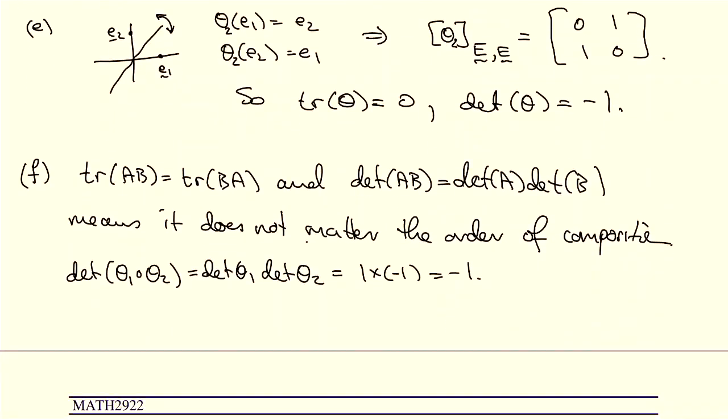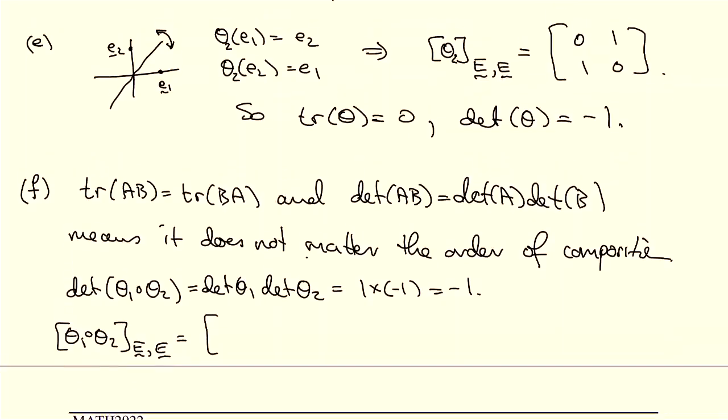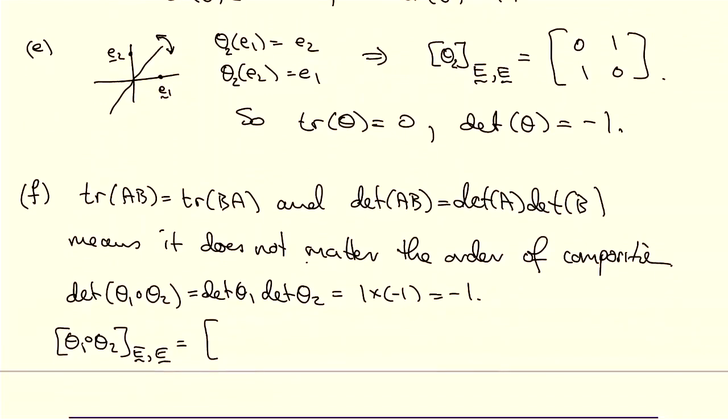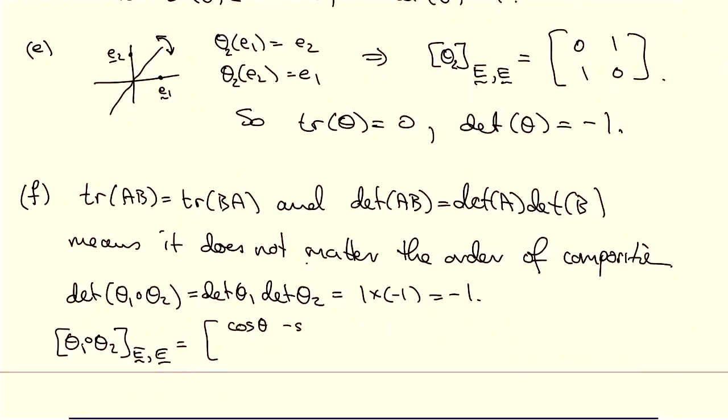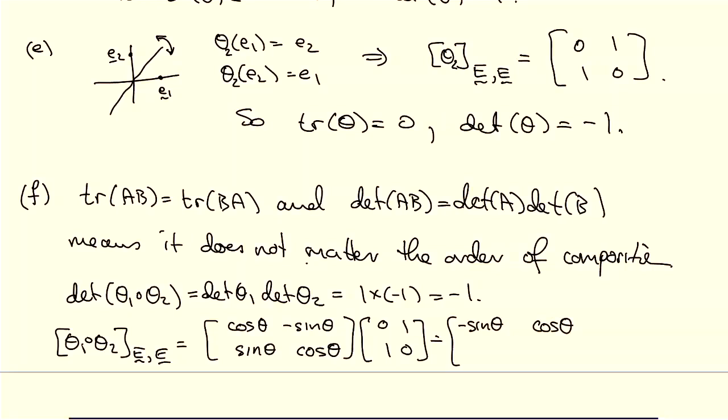For the trace, we really have to do some work. In the standard basis, let's get our signs right, there they were: cos, minus sine, sine, cos, and then this guy, so that's by that plus that by that. So this is trace 0.